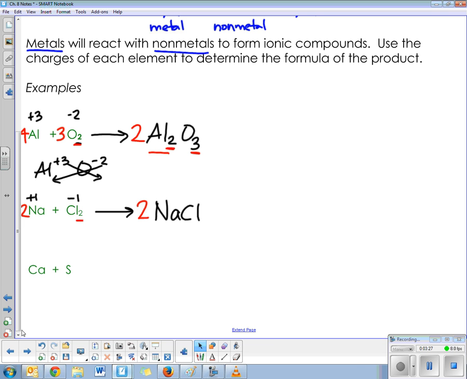All right, let's do one more. Calcium for the next one is plus 2, and sulfur is minus 2. So when I combine them, I get CaS. Remember, they cancel out. And to balance it, it already is balanced. Those are my favorite ones. All right, so those are synthesis reactions when you have 2 elements that combine to make one product.